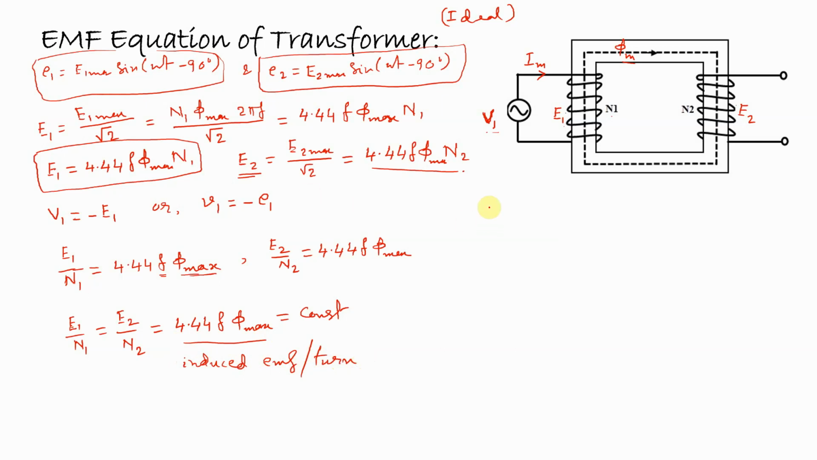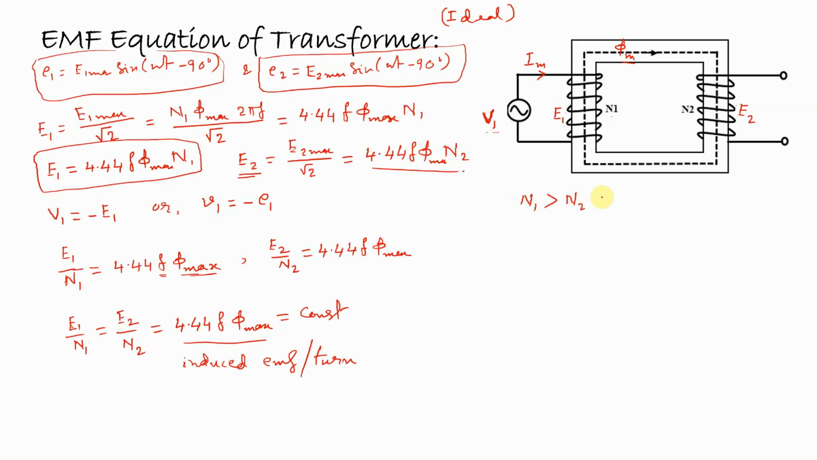Therefore, we can conclude that where the number of turns is more, that side the voltage will also be more. So if N1 is greater than N2, that means the induced EMF in the primary side will be greater than the induced EMF in the secondary side.